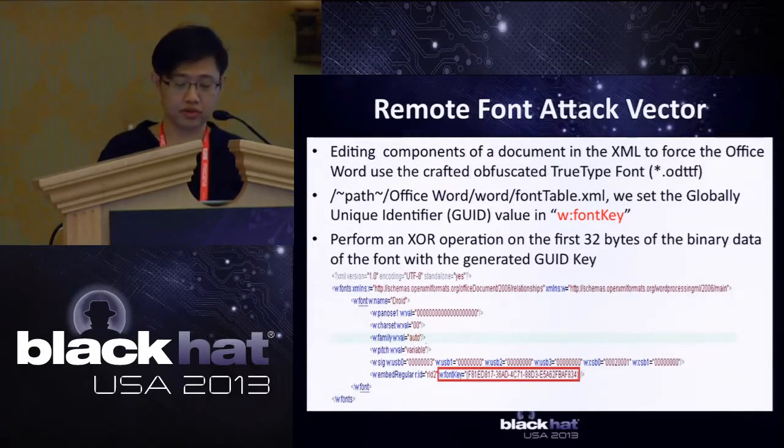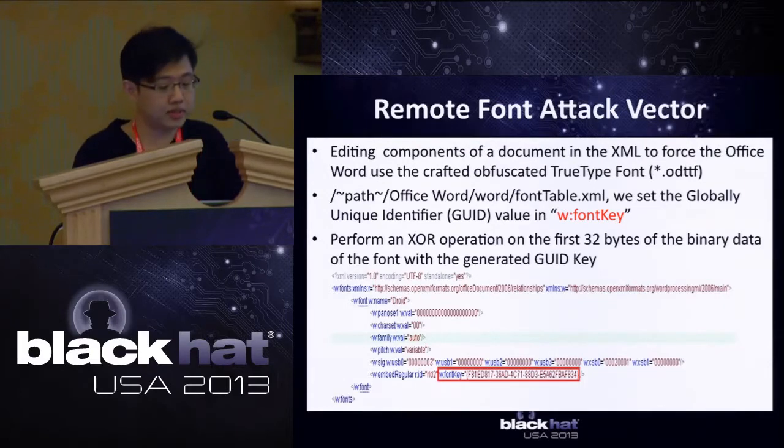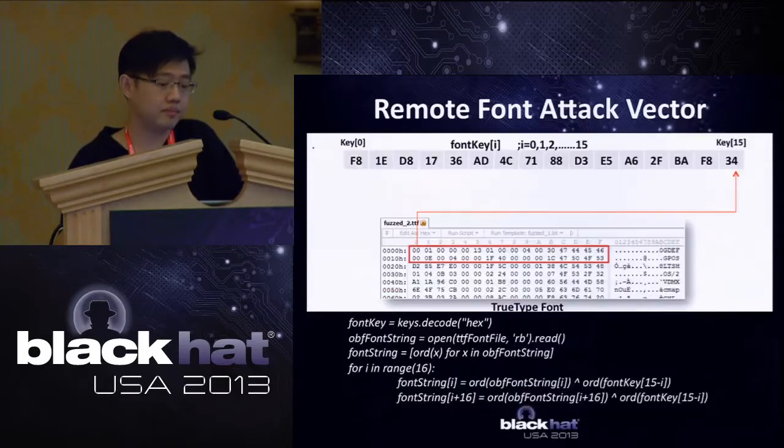And to force the docx to use the crafted obfuscated TTF font file, the fonttable.xml file, which is located in the Word folder, has to be edited and the value of the w:fontKey set to perform an XOR operation on the first 32 bytes of the TTF font file.